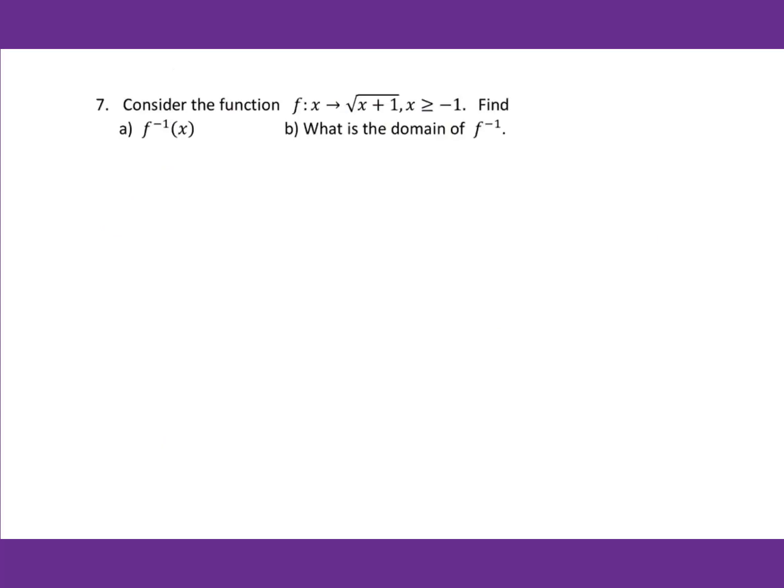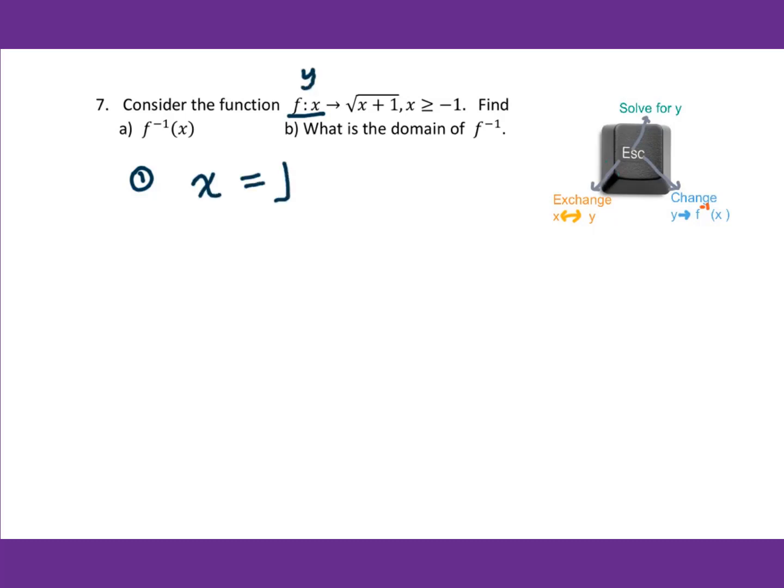For number 7, consider the function f of x equals the square root of x plus 1, x greater than or equal to -1. Find the inverse function of f of x. So we have to use this escape button. First step, exchange x and y. For this f, we count it as y. So we got x equals square root of y plus 1.